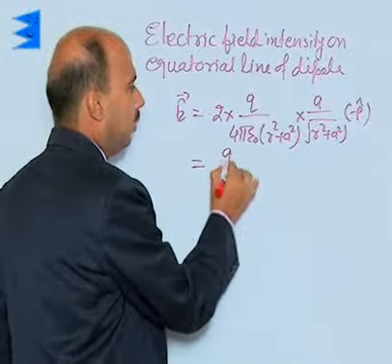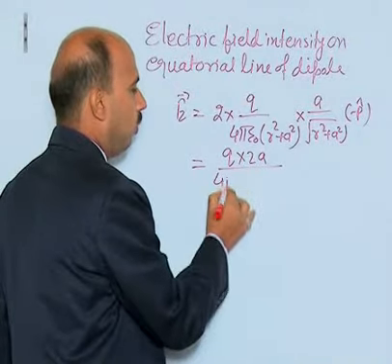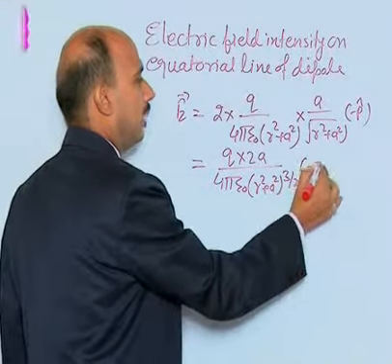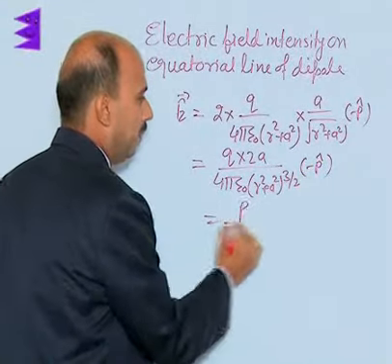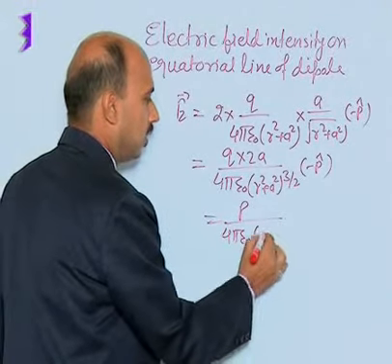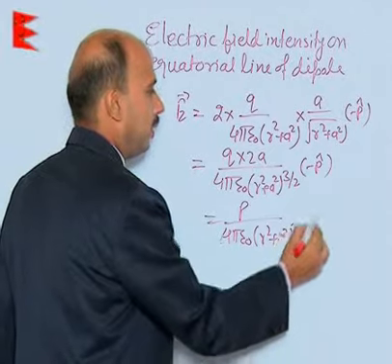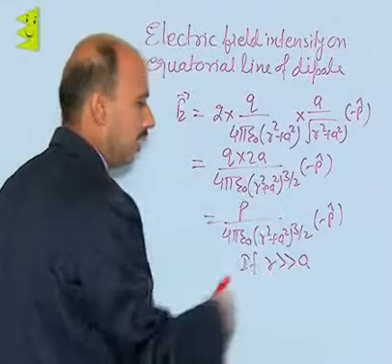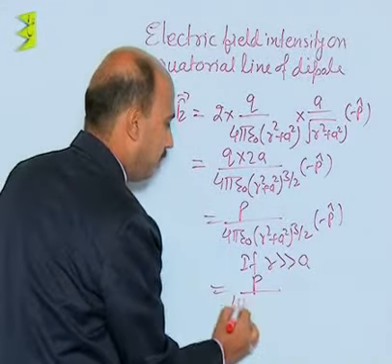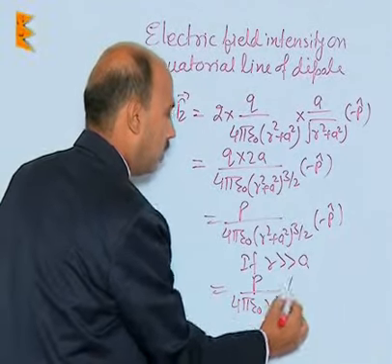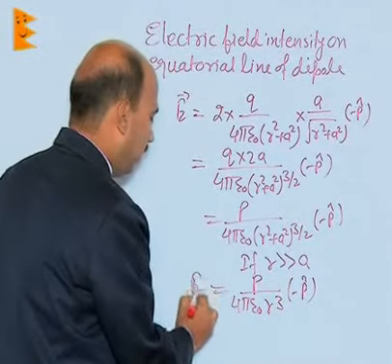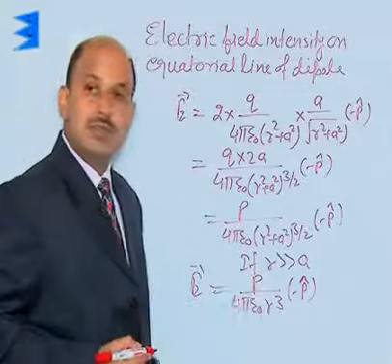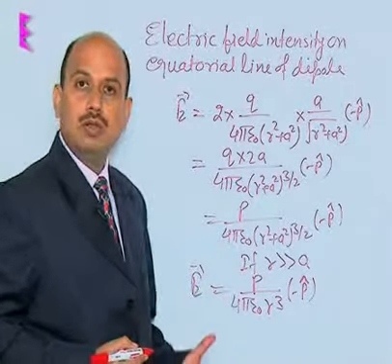Now we can write Q into 2A upon 4 pi epsilon naught into R square plus A square raised to power 3 by 2, minus P cap. This can be written as P upon 4 pi epsilon naught into R square plus A square raised to power 3 by 2, minus P cap. If we take R much greater than A, A can be ignored. So we get P upon 4 pi epsilon naught R cube, minus P cap. So here the net electric field intensity is this, but the direction of net electric field intensity is opposite to the direction of the dipole moment.